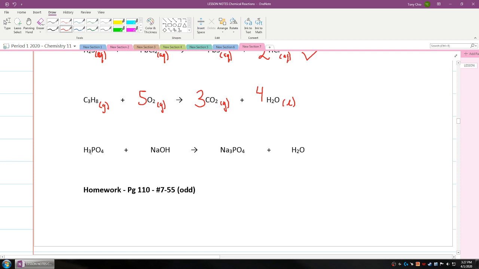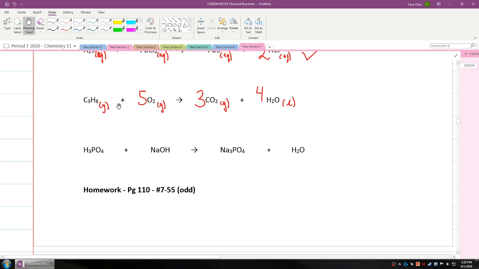So this last one here is H3PO4 plus NaOH gives you Na3PO4 plus H2O. This is actually what we call an acid-base neutralization question. So you have a hydrogen at the start which acts like a metal, that's an acid. You have an OH group with a sodium, that's a base. And it always forms what we call salt and water.